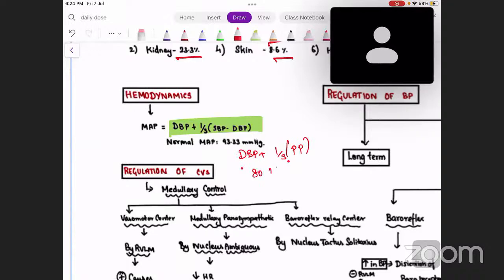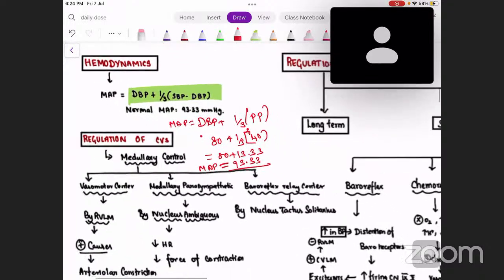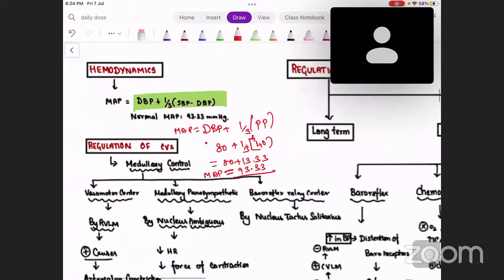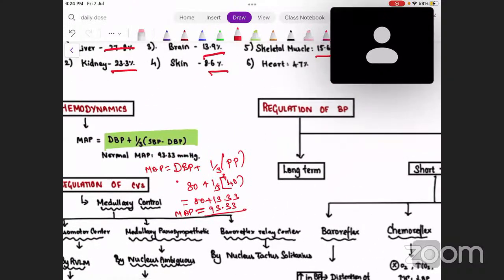So that is 80 plus 1/3 into 40, which gives you 80 plus 13.33, which in turn gives you 93.33. What is a normal mean arterial pressure? Which is 93.33 mm of Hg. Whatever values you are seeing there, you may be able to calculate there itself. So diastolic blood pressure plus 1/3 pulse pressure is the thing you have to remember for your formula for mean arterial pressure. Okay, quite an easy one.